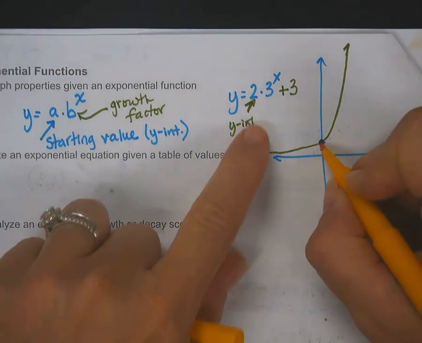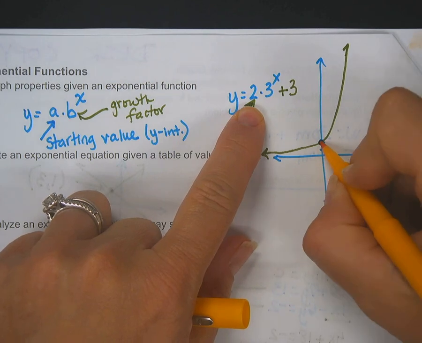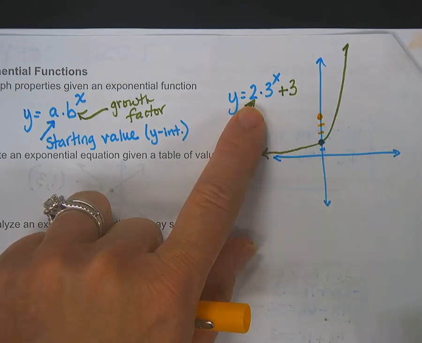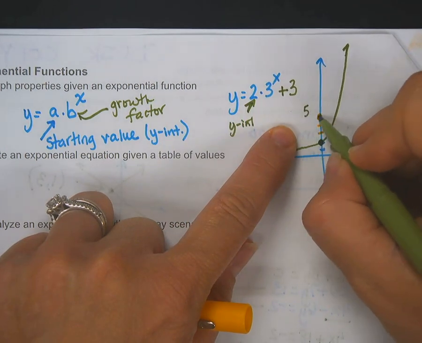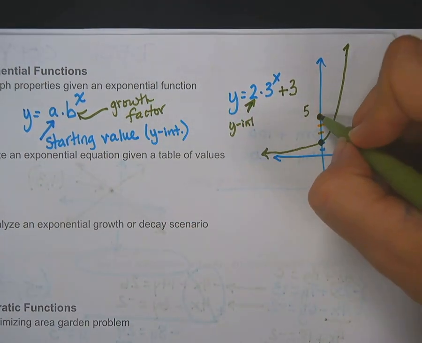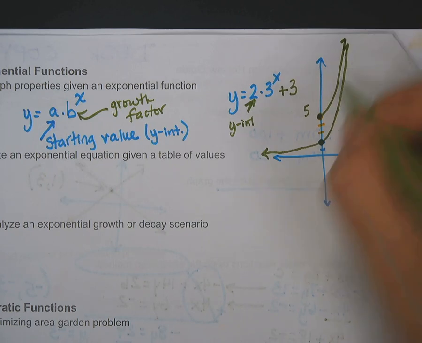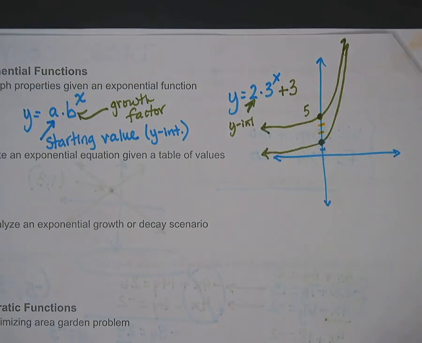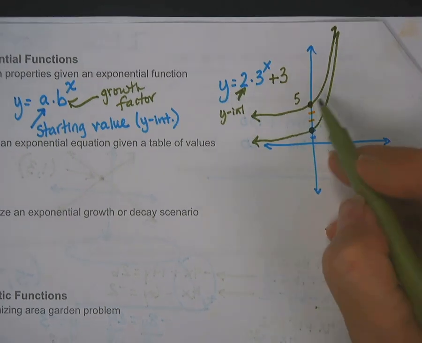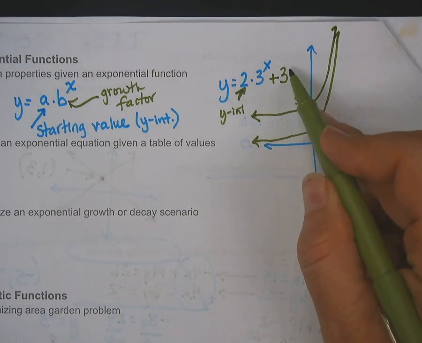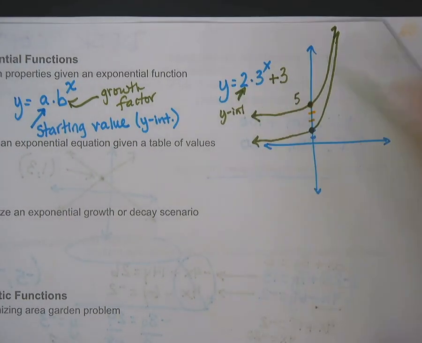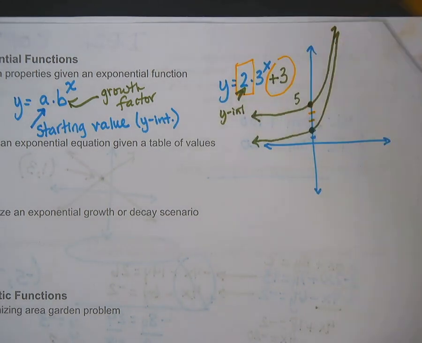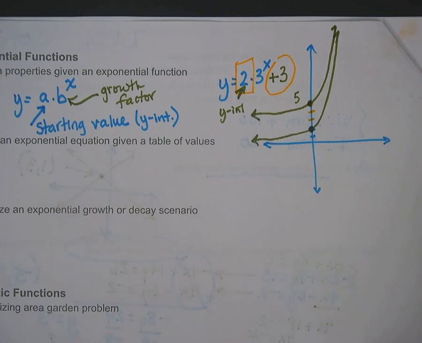So notice that our y-intercept starts at 2, but now we're shifting it up 3. So in this case, our y-intercept now is really 5, and then it does the same curving behavior. So if you have a question like this and I ask you what the y-intercept is, you have to take into account this number and this value. Okay.